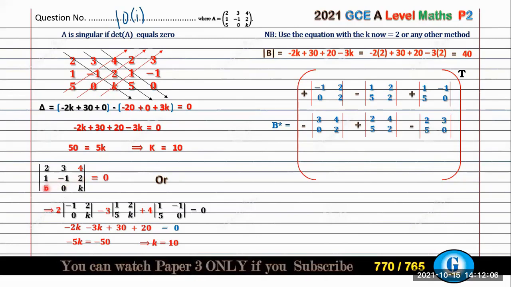The next cofactor is here. It's going to be positive. We suppress the row and column. We will have 3, 4, minus 1, 2. Next cofactor is at this position. We suppress the row and column. We will have 2, 4, 1, 2.